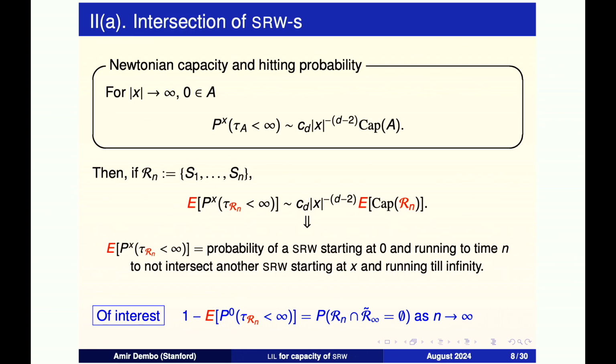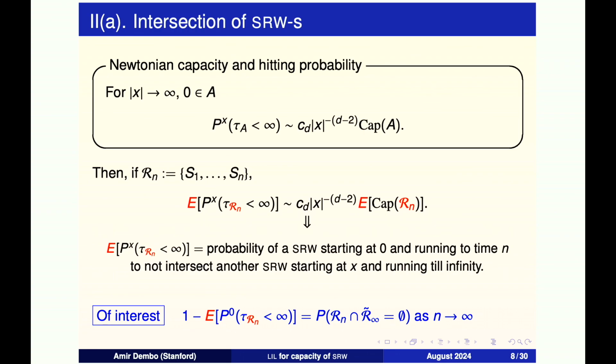Now, what is written on the left can also be interpreted as the probability of a simple random walk that starts at 0, that's the one that is in Rn, and running until time n, not intersecting another simple random walk that starts at x and runs until infinity. That's exactly the same object. I just expressed it in words.